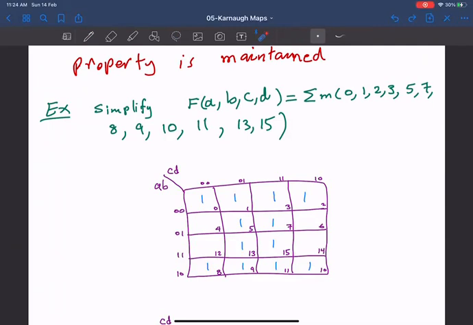So if you have this function here, we would like to simplify it in the simplest sum of minterms form.